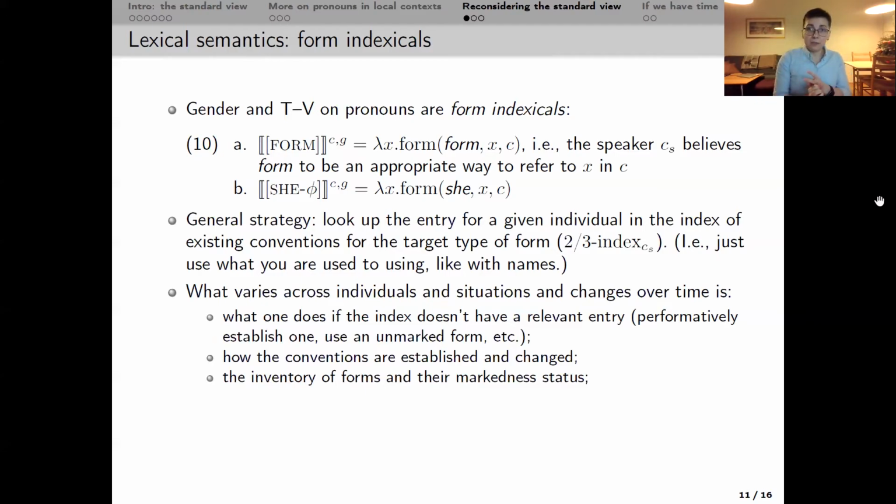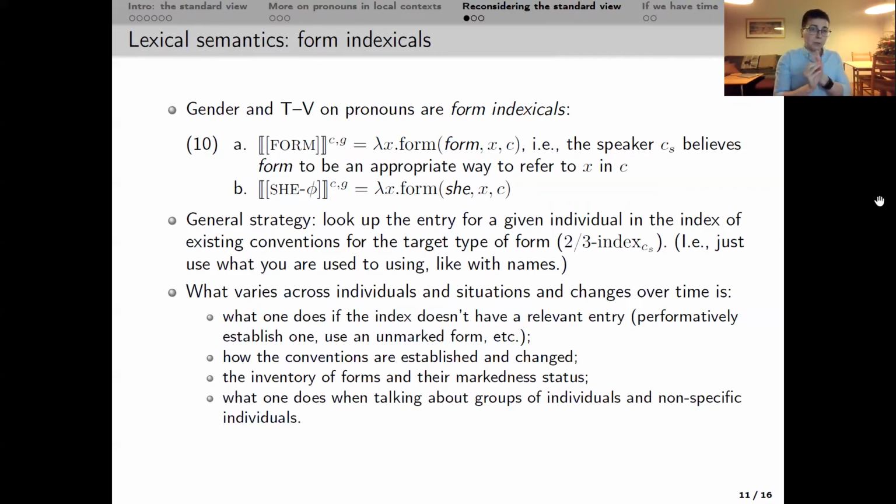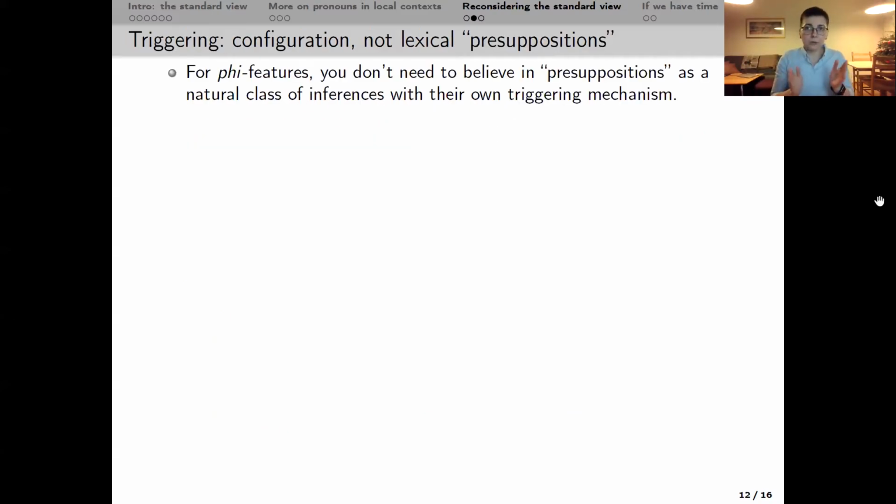Another thing that is going to be different across speakers is the inventory of forms and their relative markedness status. And the final locus of variation will be what you do when you talk about groups of individuals and in particular non-specific individuals. Now, for triggering, we do not need to assume that gender or TV or any other phi features contribute presuppositions that come with their own triggering mechanism.